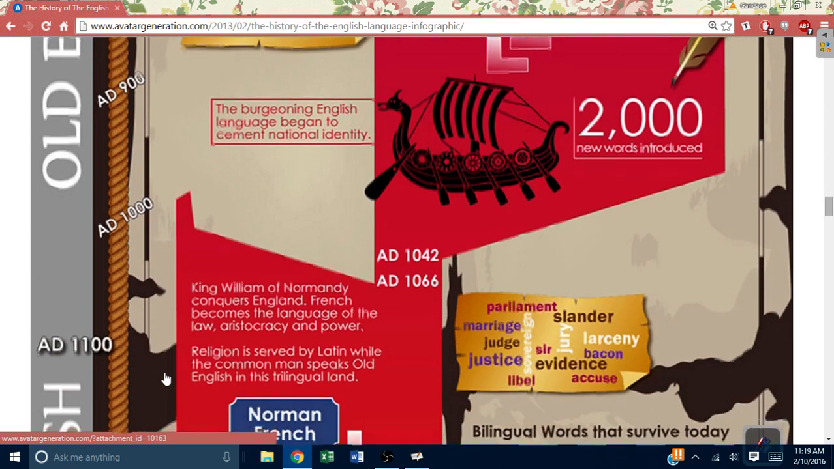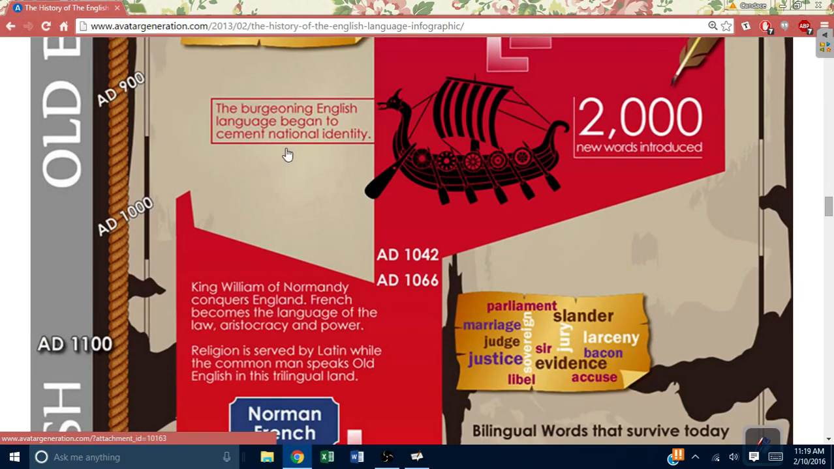So the burgeoning, or the growing, English settlement began to cement national identity. And there were 2,000 new words introduced. So already you can tell the English language is beginning to become quite the hodgepodge of different languages.